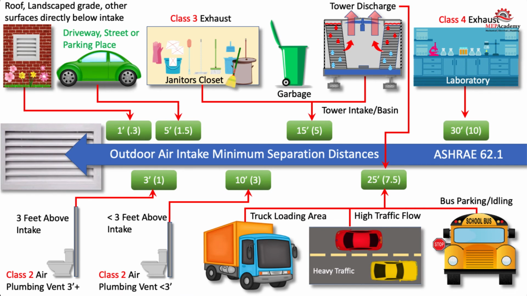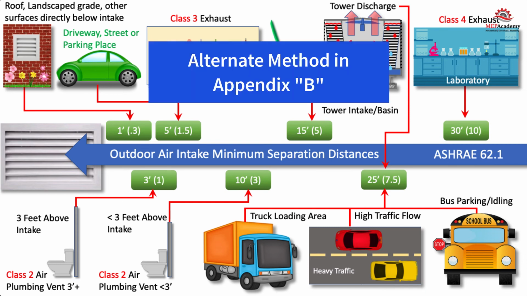ASHRAE Table 5.1, Air Intake Minimum Separation Distance. This table reflects the minimum distances that an exhaust or contaminant must be in reference to the outdoor air intake. There is an analytical method which can be used as an alternate procedure for determining separation distances between exhaust outlets and outdoor air intakes located in Appendix B of the standard.